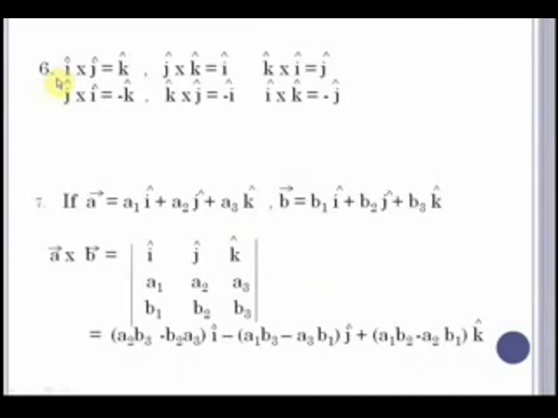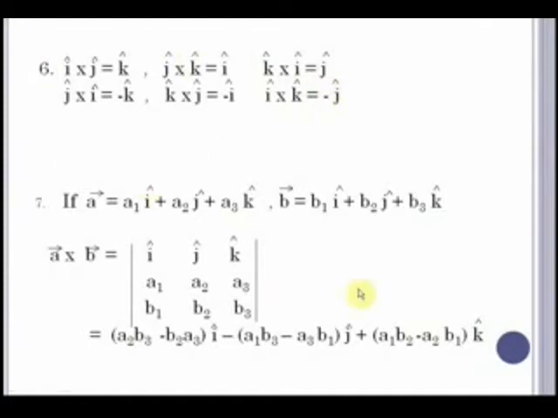The sixth property is I cap cross J cap is equal to K cap. J cap cross K cap is equal to I cap. K cap cross I cap is equal to J cap. J cap cross I cap is equal to minus of K cap. K cap cross J cap is equal to minus of I cap, and I cap cross K cap is equal to minus of J cap. So this is very important.